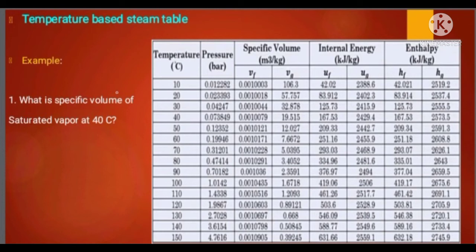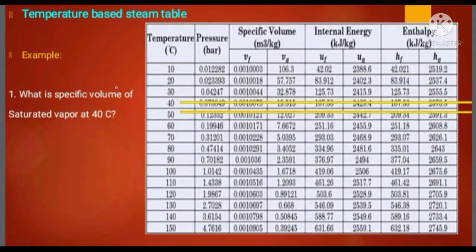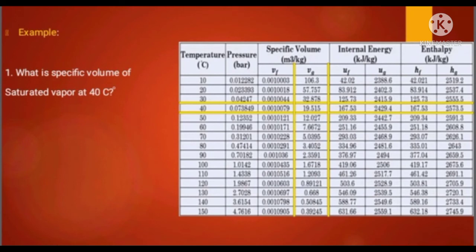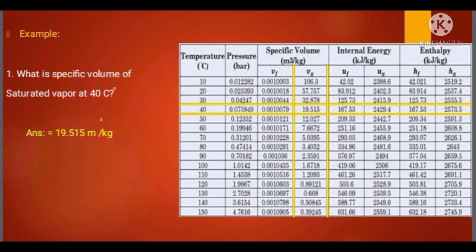Question: what is the specific volume of saturated vapor at 40 degrees Celsius? First, we look at the temperature of 40 degrees Celsius, and then look horizontally in the specific volume and find the saturated vapor. After that, look vertically on the specific volume of saturated vapor, and stop at the temperature of 40 degrees. So we can get the final answer. What is the specific volume of saturated vapor at 40 degrees Celsius? The answer is 19.515 cubic meters per kilogram.